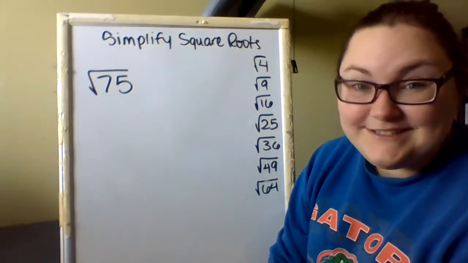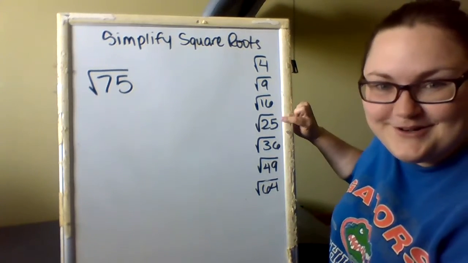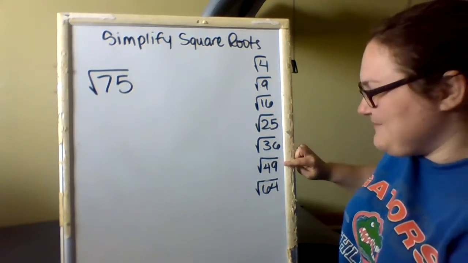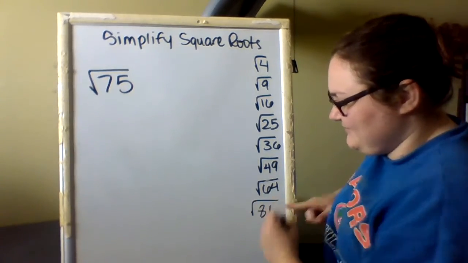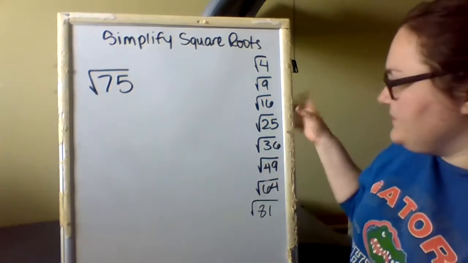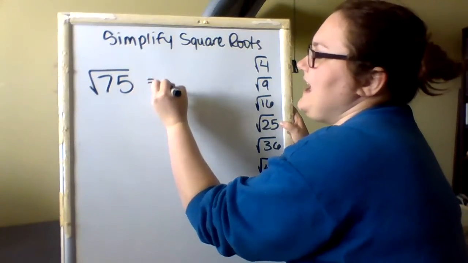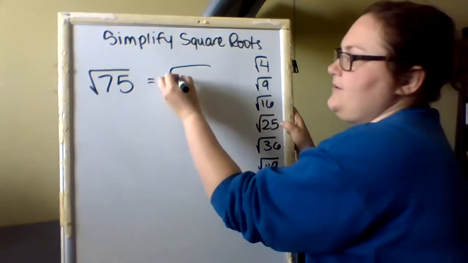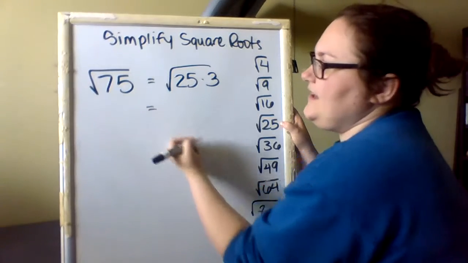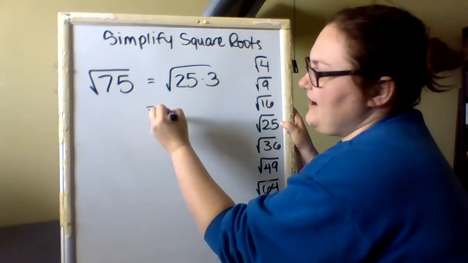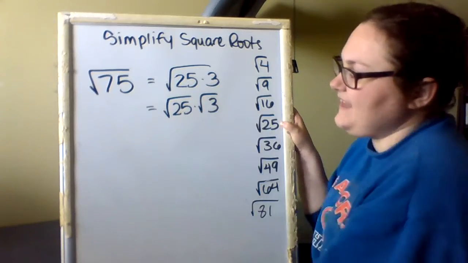75, I think, is a little easier because there's only one option on this list, and that's going to be using the number 25. We can't use anything bigger after 64, and the next square root is 81, which is already too big. So 25 is the biggest number on this list we could use. I would rewrite it as the square root of 25 times 3. And then you don't have to if you don't want to write it like this, but you can separate it out like that.